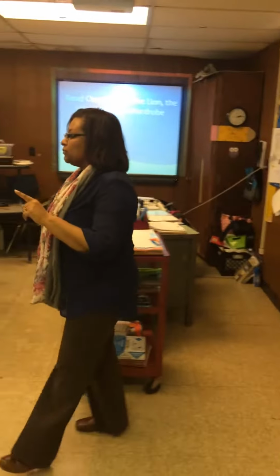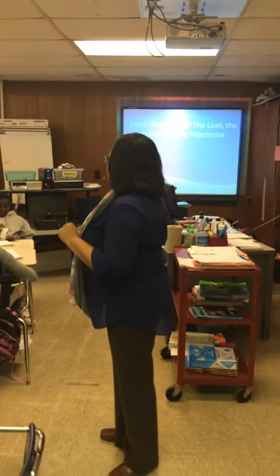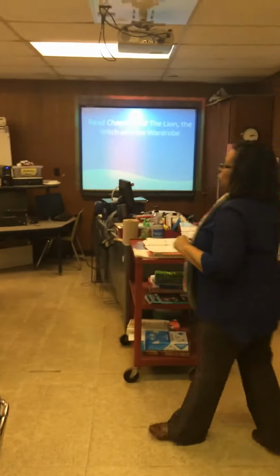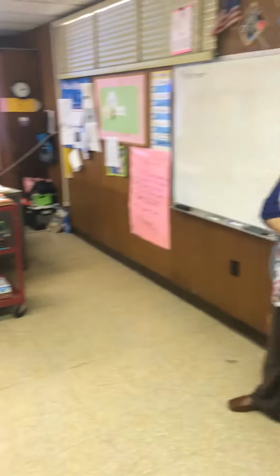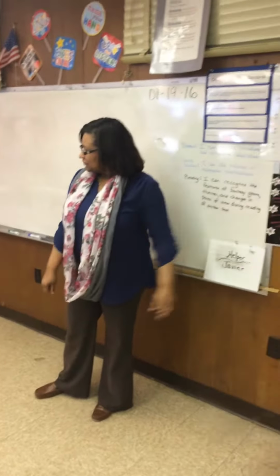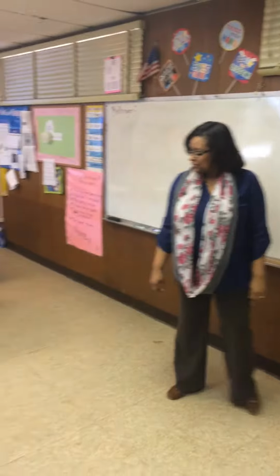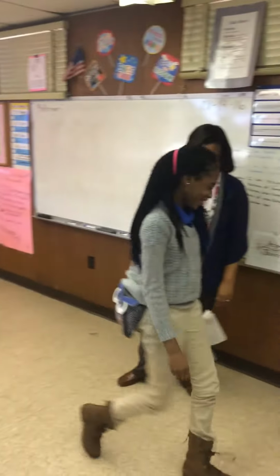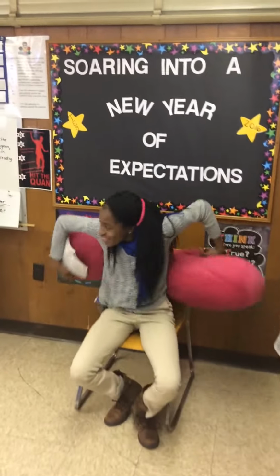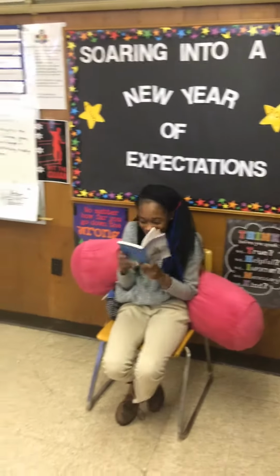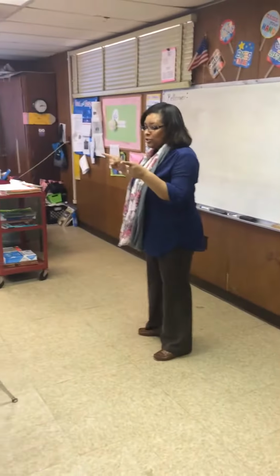Okay, so right now we're going to start reading chapter 4 of The Lion, the Witch, and the Wardrobe. And what page should we be on? 35. Okay, Khalees, we left off. You should be the first reader for today. Come sit in the comfy reader's seat. Okay, get up. Everybody ready? Ready. 1, 2, 3. Read.